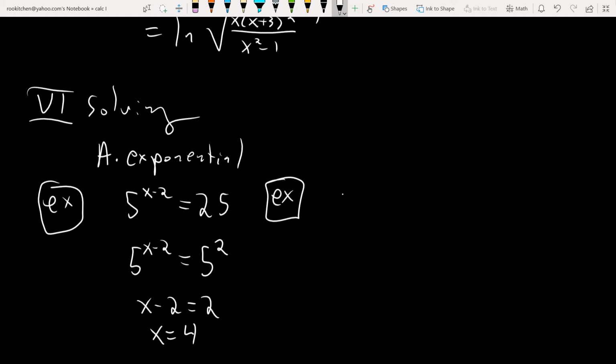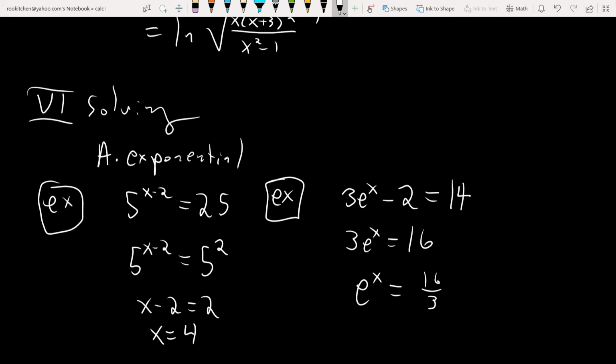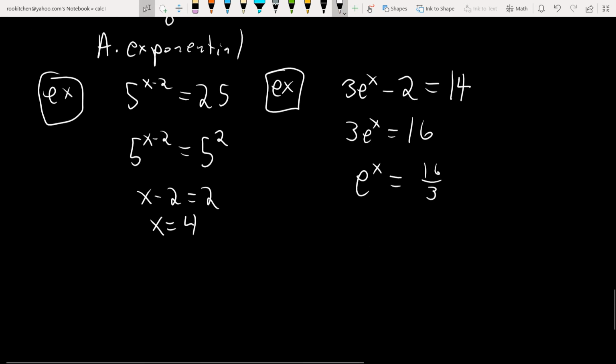So for example, 3e to the x minus 2 equals, I don't know, let's say 11. Okay. No, let's make that something nice, 14. I don't know why I thought that would be nice, but it's not. Let's look at it though. Okay, so move the 2 over. That'll give me 16. Divide by 3. So you want to isolate the exponential, and then take the log on both sides.